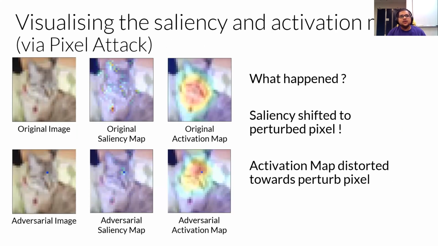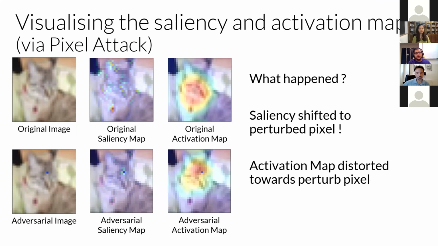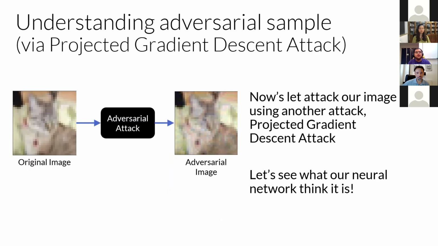And so we can see on the basis of the pixel attack that the original saliency map is now focused on the perturbation, and the original activation map is kind of distorted towards the perturbation. But what about the other attacks which are in the wild?